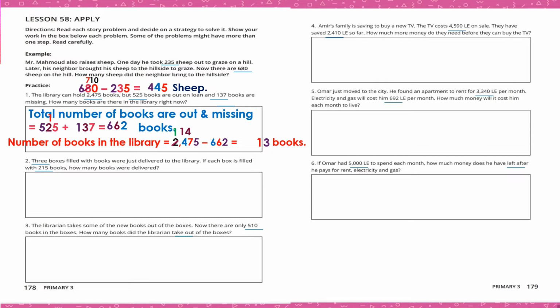14 minus 6. Count from 6 to 14. How many fingers? 8. 1 minus nothing, it means 1 minus 0 equals 1. So the result, 1,813 books.